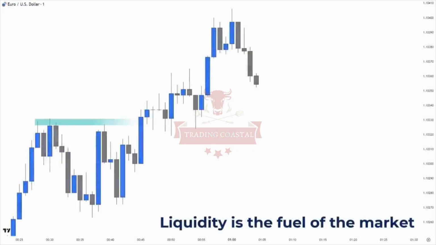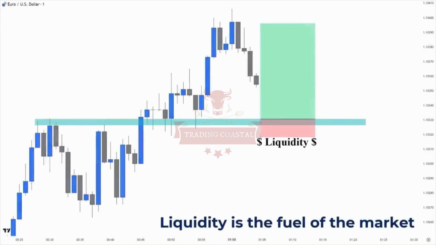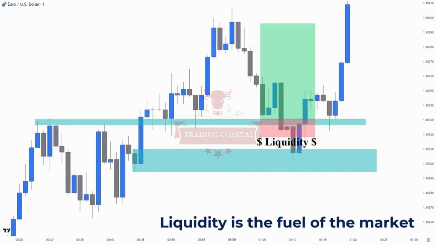Liquidity is the fuel of the market. Liquidity areas are where retail traders enter the market and place their stops. Let's focus on equal highs and lows and the latest swings for simplicity. If the market grabs the liquidity areas, the chances of success will significantly improve.